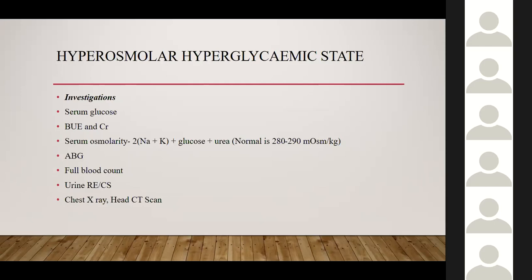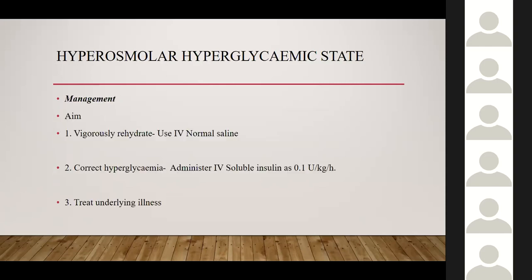In this formula, you add sodium and potassium and multiply by 2, and then you add that to the glucose and then the urea level. And once you do that and you're getting values above 290, then it means that the osmolarity is going up, so you need to be careful. So 2 brackets Na plus K, that's sodium and potassium, bracket close, plus glucose plus urea would help you calculate your serum osmolarity.